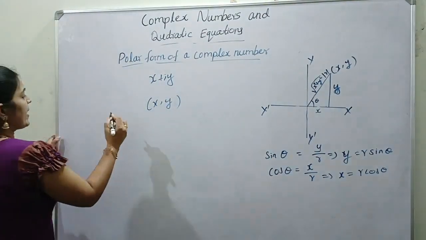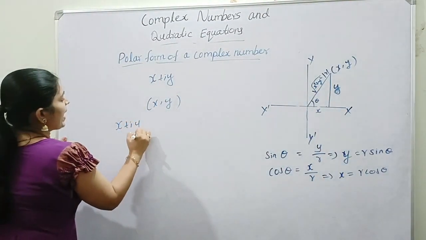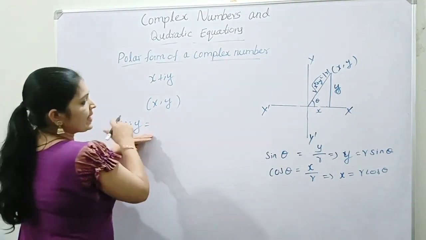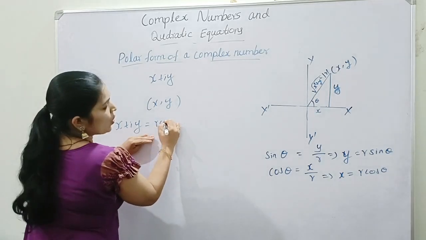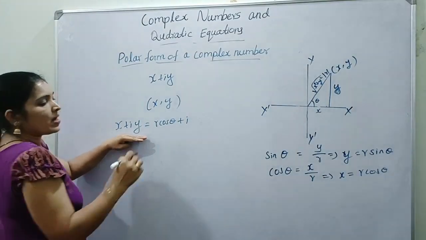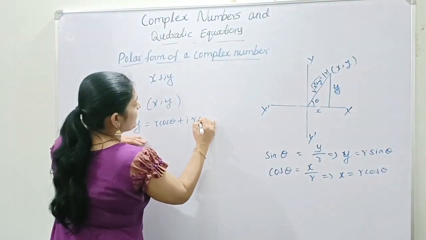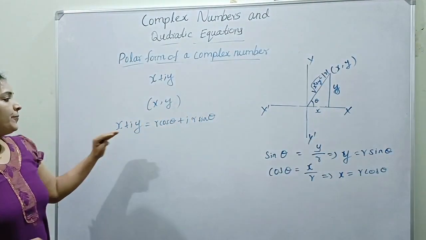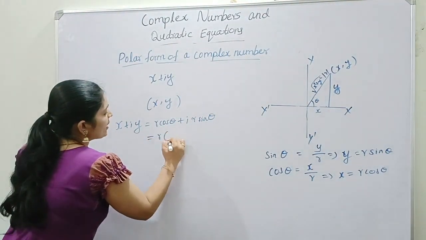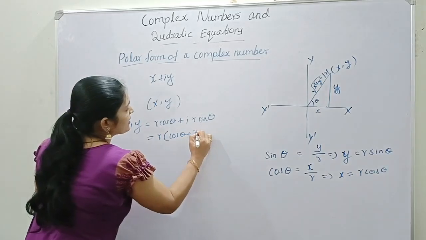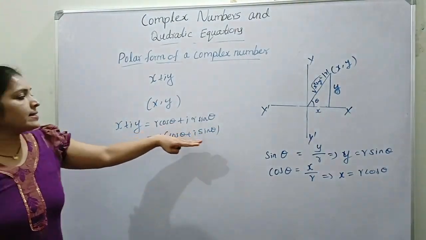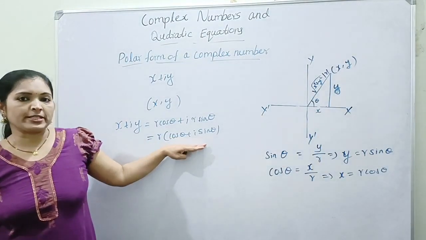So we can write the complex number x plus iy as, what is the value of x? x is r cos theta plus i, what is y? y is nothing but r sin theta. So here r is common on both terms, let us take it out. So r into (cos theta plus i sin theta). See, it is the polar form of a complex number.